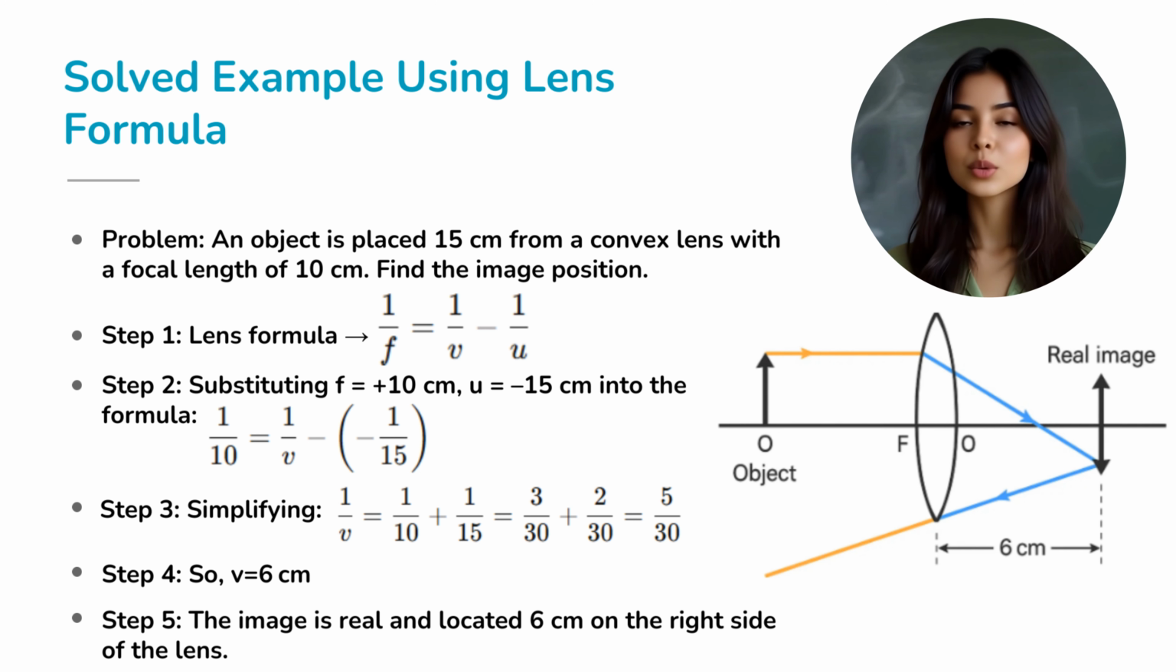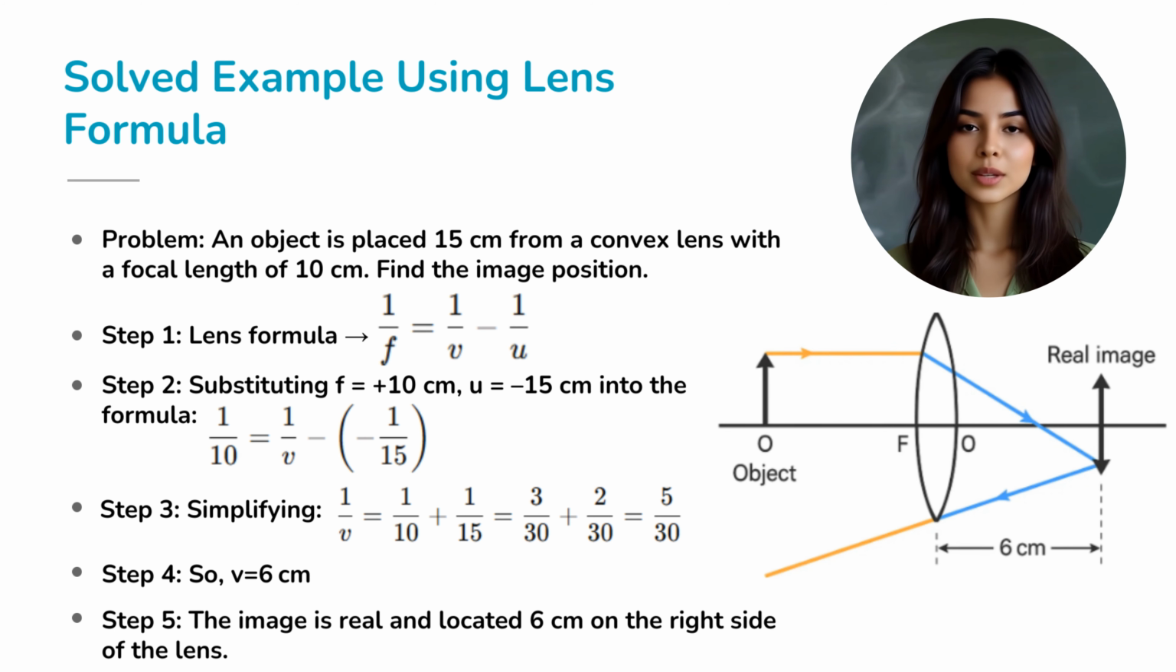Now step 2, let's substitute the values. Here, the focal length f is plus 10 cm because it's a convex lens, and the object distance u is negative 15 cm since the object is placed to the left of the lens. So the equation becomes 1 by 10 equals 1 by v minus open bracket 1 by negative 15 close bracket.